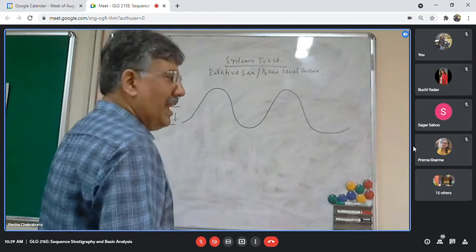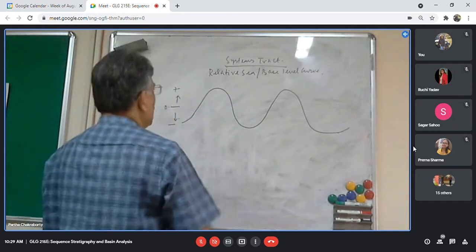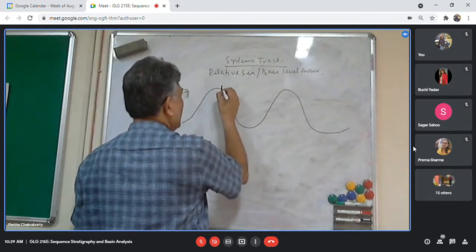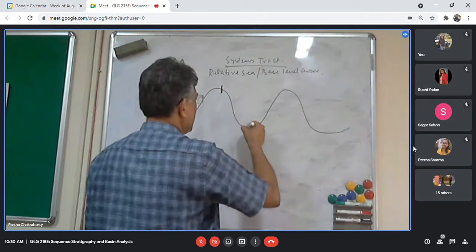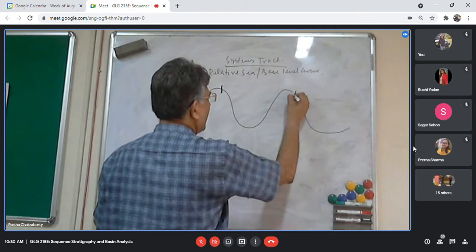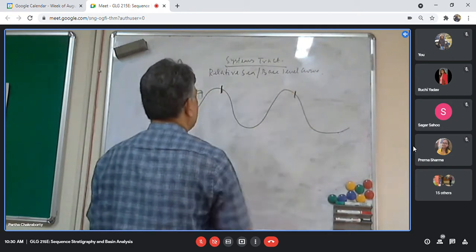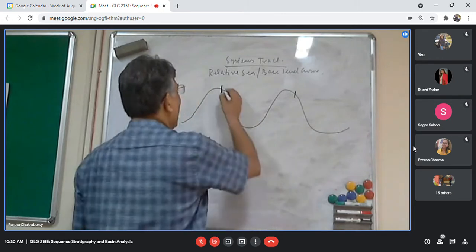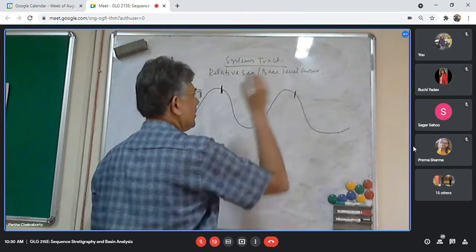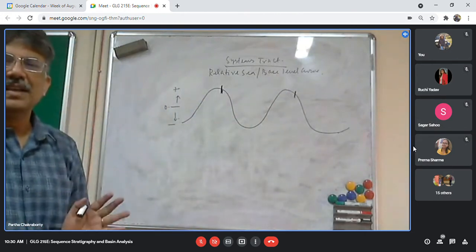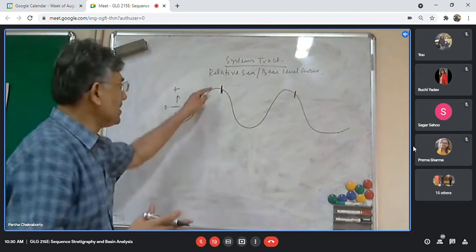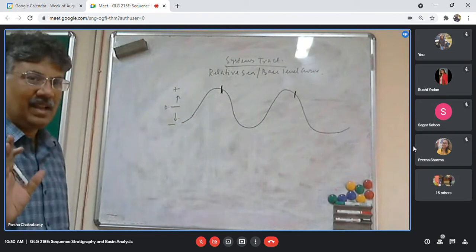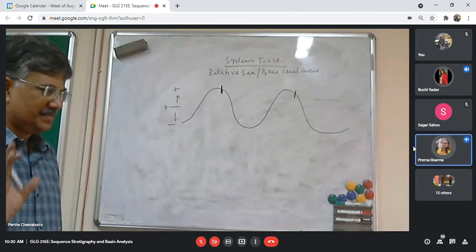So, relative sea level and base level curve. Suppose I start from here, and I end here. You can start from any point, but I am starting from here to here, and I am making it a cycle. This is a complete cycle. You agree with me? Yes, sir.